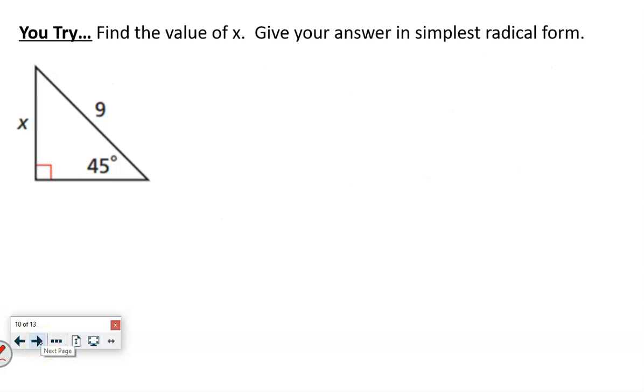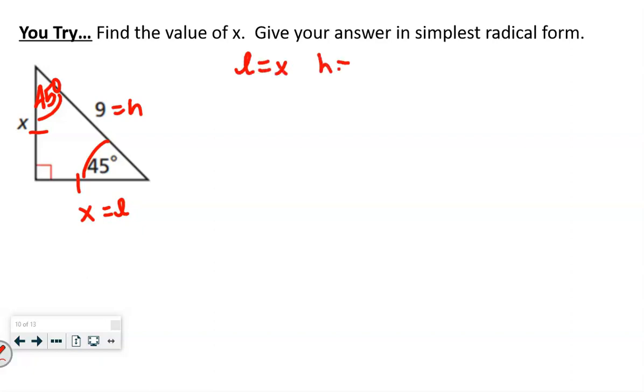All right, this next one you try, go ahead and do it and come back to me when you're done. Hopefully you've seen again that this is a 45, 45, 90 triangle, right? Which means both these sides are congruent, so this would also be X down here. And so this is equal to our L, and this is equal to our H. So L is equal to X, H is equal to 9. Our formula is H is equal to L square root of 2.